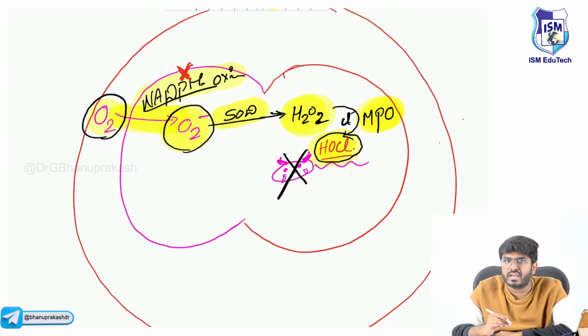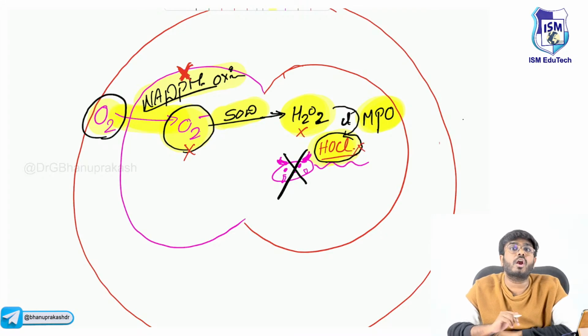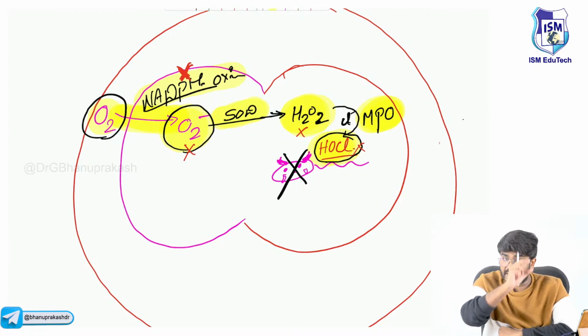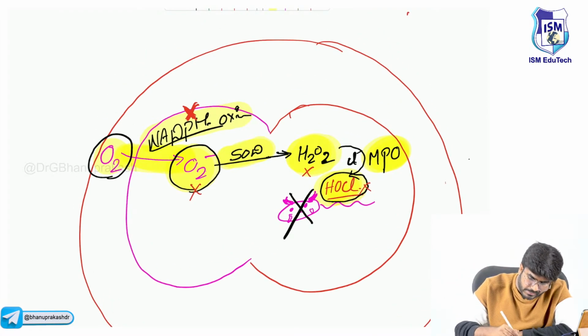Can you tell me which disease will occur? NADPH oxidase is not there, so no superoxide ion. Without superoxide ion, no H2O2, no HOCl. This bacteria cannot be killed. It will cause recurrent infections in the person. The bacteria are not being destroyed. So what is this condition called? Deficiency of NADPH oxidase, the respiratory burst, the first reaction, is not happening. It will cause which disease?